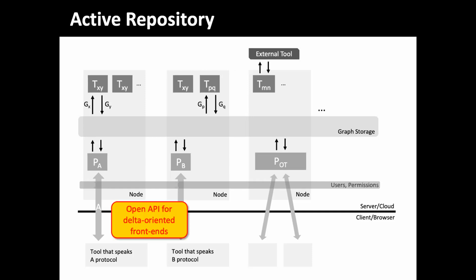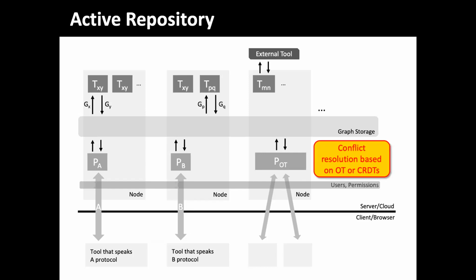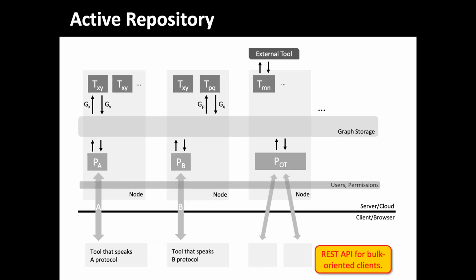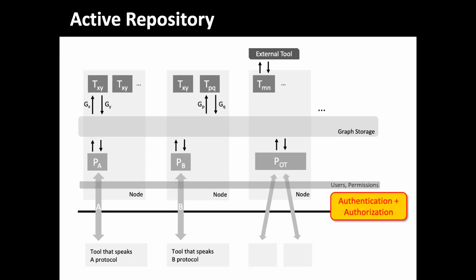We want an open API for Delta-oriented front ends, by which I mean every change you make to the model, every node addition, every property change should be communicated to the server as a Delta, triggering the respective transformations. For multiple users, we want conflict resolution based on operational transform or CRDTs. Basically, this gives you the Google Docs style real-time collaboration with immediate conflict resolution. We want REST-style APIs for bulk-oriented clients, like exporting complete models for some kind of client-side analysis. And of course, there should be a layer that does authentication and authorization.